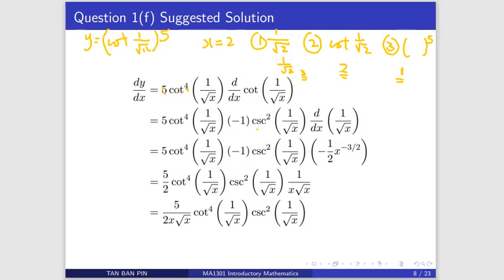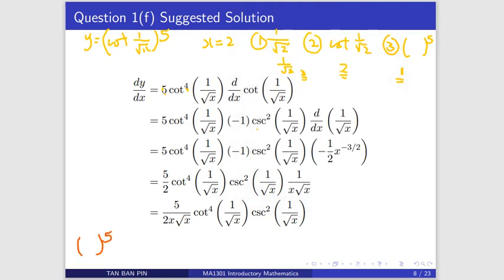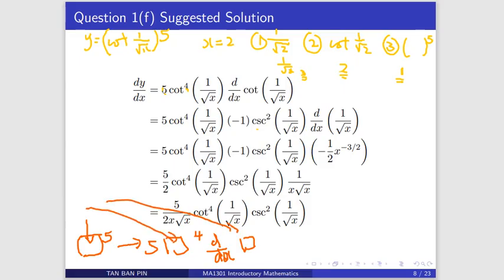So that means you start with power 5. Differentiating box power 5 gives you 5 box power 4 d/dx box. Inside the box you fill in cotangent 1 over square root x. So it should be 5 cotangent 1 over square root x power 4, d/dx of cotangent 1 over square root x. So that's how we get the first step.